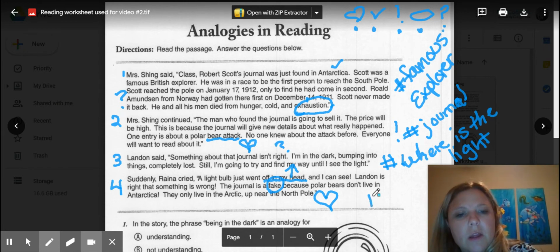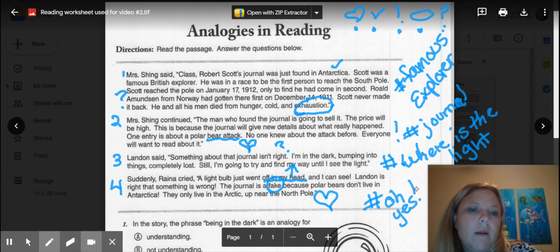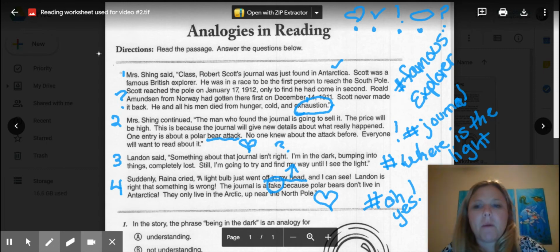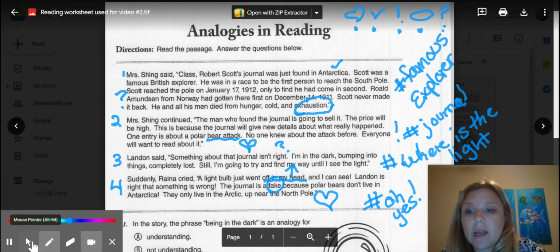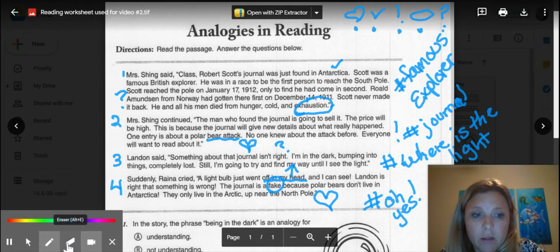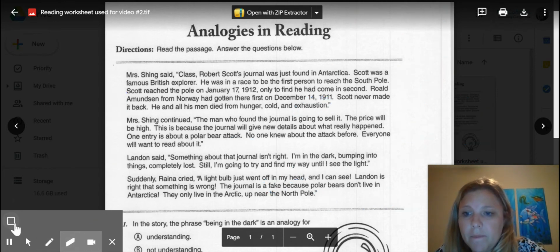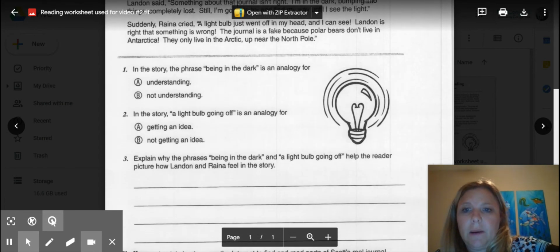I'm going to make sure I do another hashtag right here, and I'm going to put hashtag, oh yes, I'm understanding now what's happening. Now, your hashtag markings might look different than mine, but that's okay. Now we're going to go ahead and go down, but before I do that, I am going to erase all of this so that way it doesn't get mixed up in our questions. So I am going to erase it all, and I'm going to move down now into the questioning.